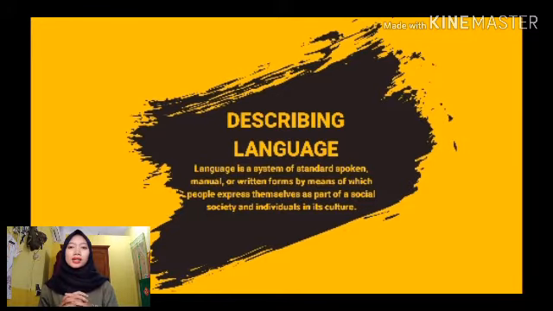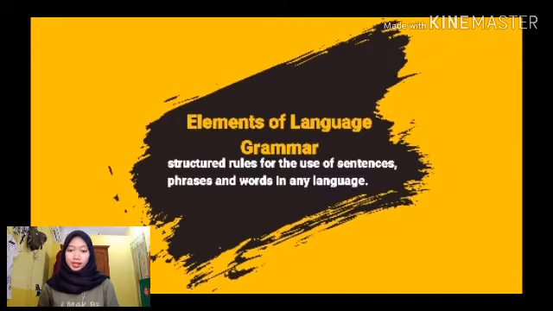As we know that language is the way we express our meaning, express our messages to the other people using words, sentences, and phrases in the written or spoken form. But using language means that we need to understand the elements of language. Okay, take a look to the next slide.